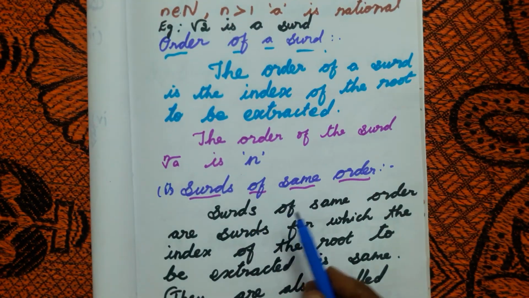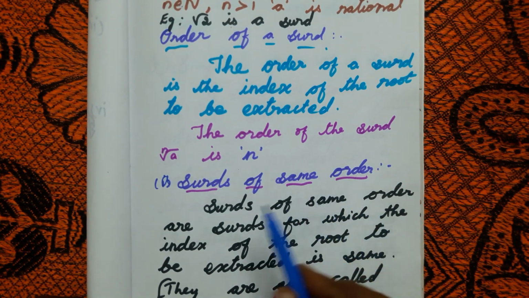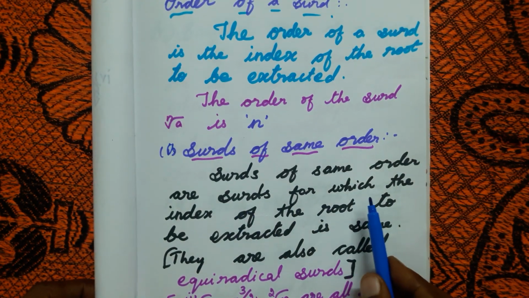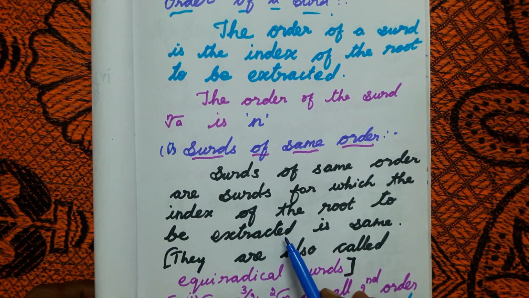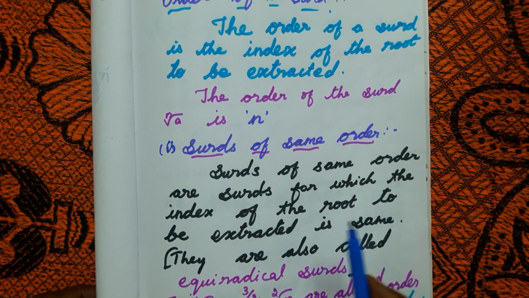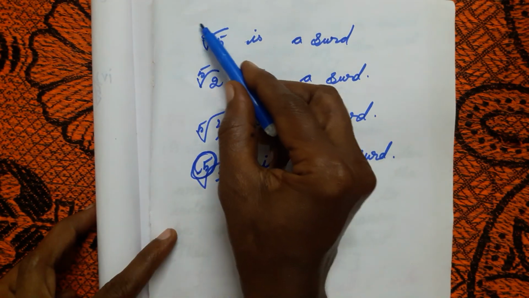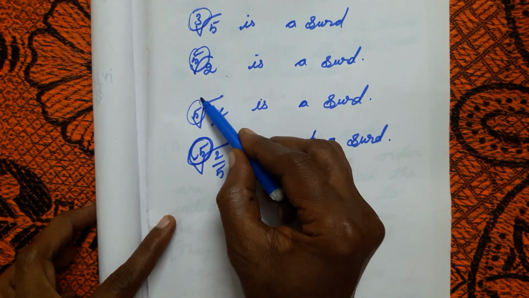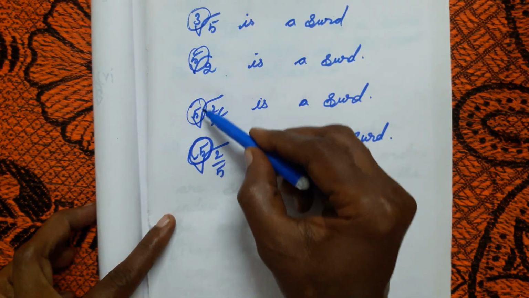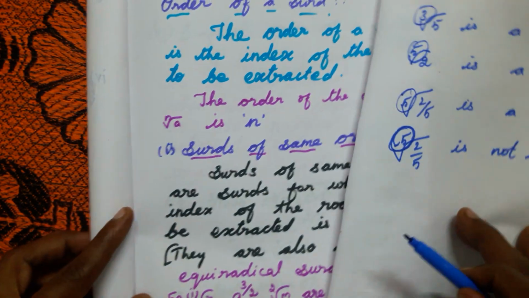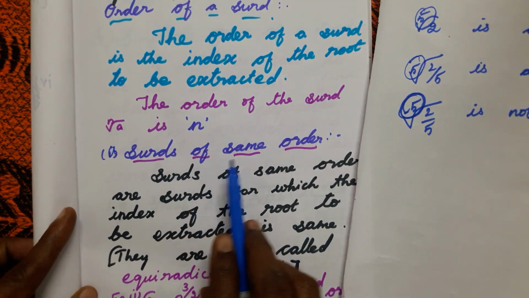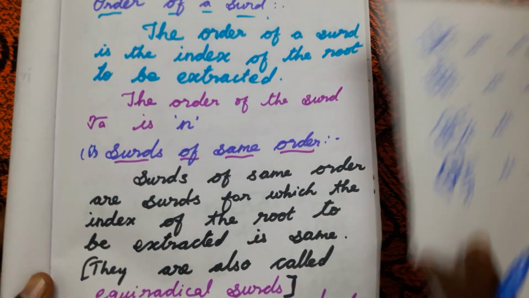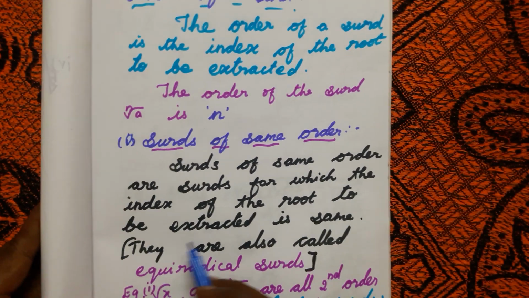Next, surds of the same order. Surds of the same order are surds for which the index of the root to be extracted is the same. Here the index is 3. Here the index is 5. Here also the index is 5. When the index is the same everywhere, we can say they are surds of the same order. Then I will give some other examples.